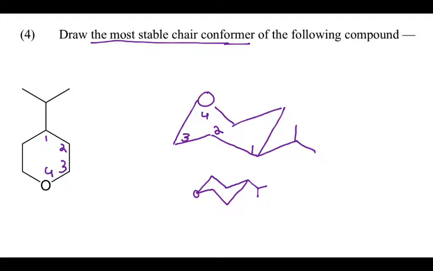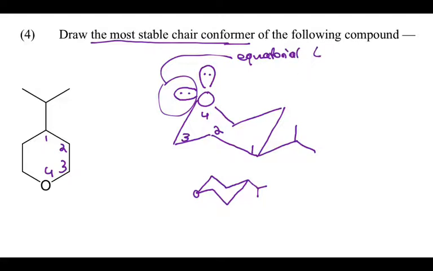Question? Yeah? Is the oxygen in the axial or equatorial position? It's neither. The oxygen is part of the ring. Only a substituent can be either axial or equatorial. What is interesting is that the oxygen has 2 lone pairs. One lone pair is axial, one lone pair is equatorial. So this would be the equatorial lone pair, and then you have an axial lone pair. Okay?